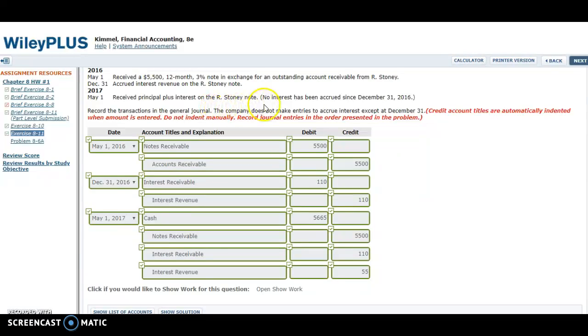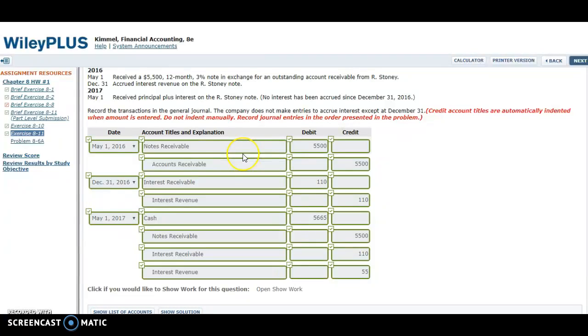This company does not make entries to accrue interest except at December 31. So start with the first date, which is in 2016. So you'll do May 1st, 2016. It says received a $55,000 12-month 3% note in exchange for an outstanding account receivable.